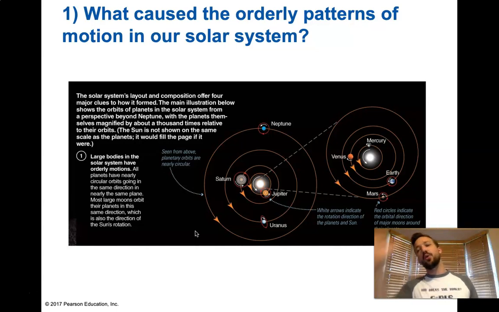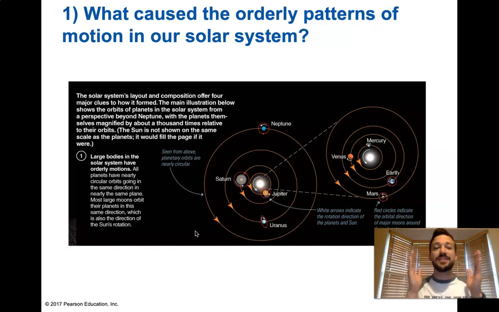Why do they all orbit counterclockwise, and why do they pretty much all rotate counterclockwise? And remember, the major, large moons around these things also orbit counterclockwise. There are some smaller captured comets and asteroids that don't, but the large ones that look like they formed in the solar system with the planets and the sun all orbit counterclockwise as well. Remember, the only exception to this is Venus, and the only exception to the large moons is Triton, which goes around Neptune. Those are the only two exceptions.